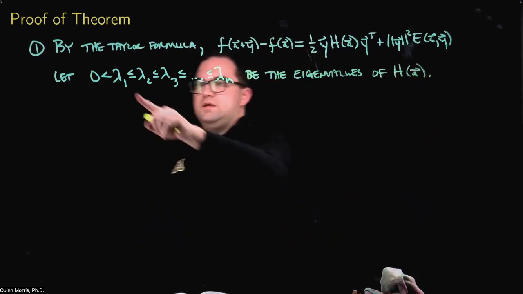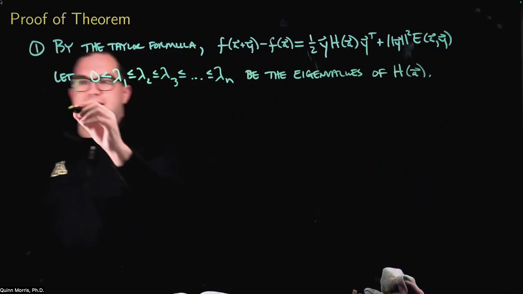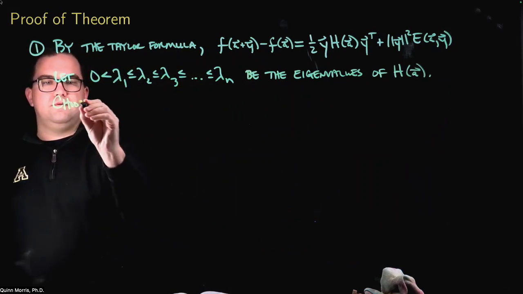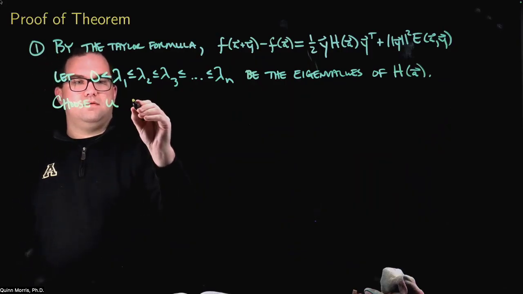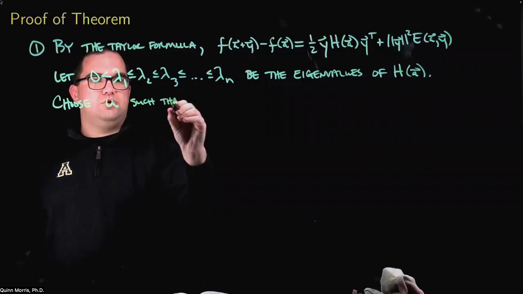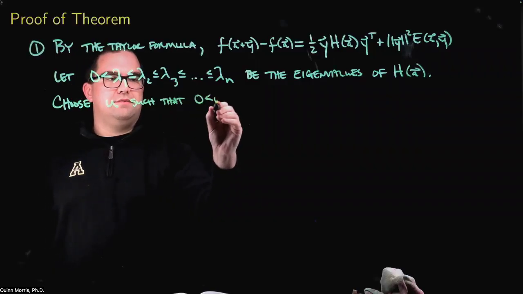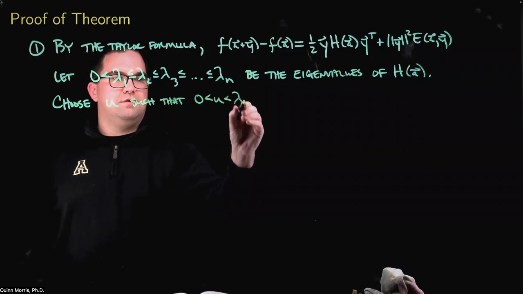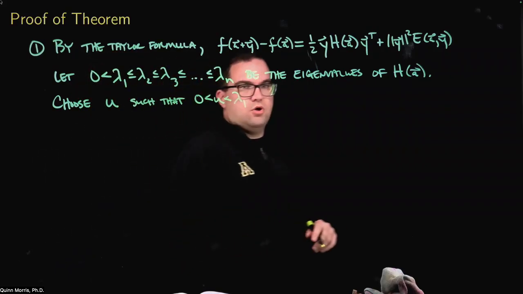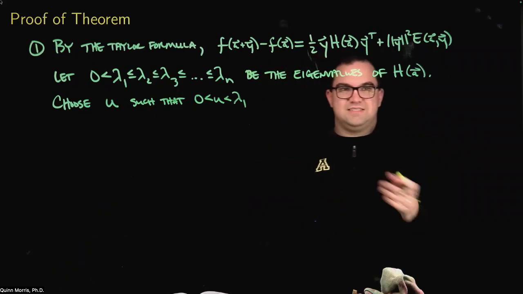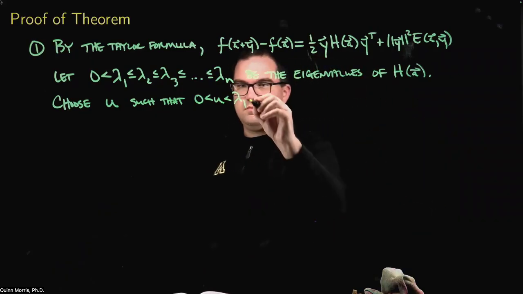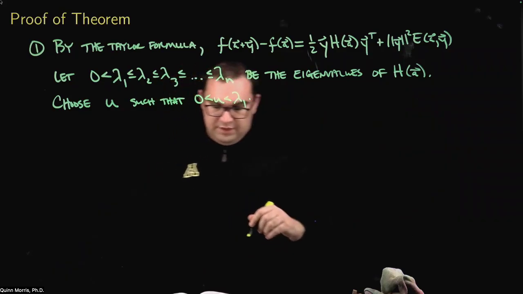Okay. Since lambda 1 is strictly positive, I can choose some u such that u is strictly between 0 and lambda 1. So what I want is I want u to be some positive number that's less than lambda 1. Okay. Now, consider the values.